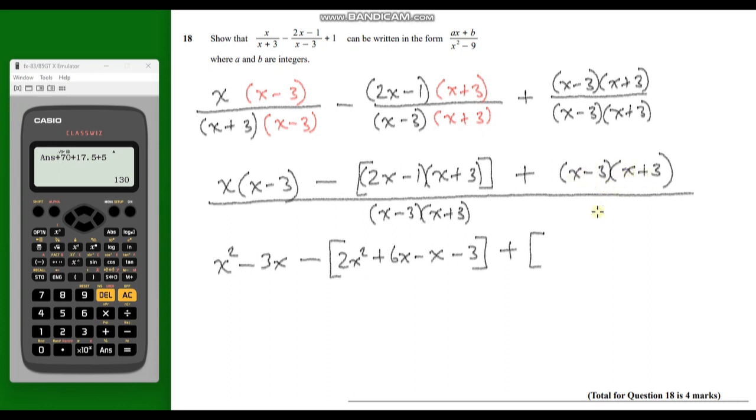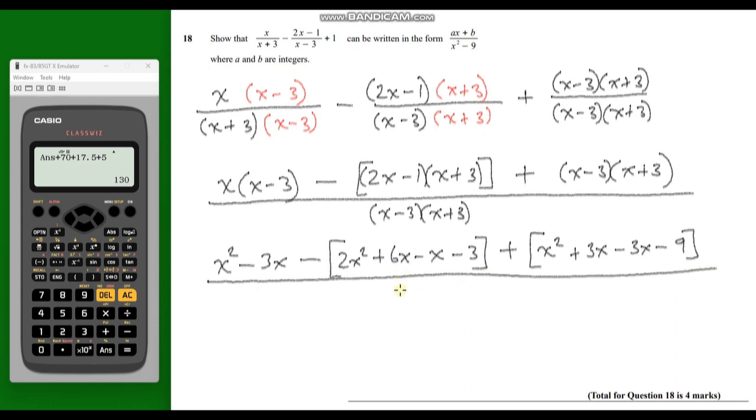So if I expand these brackets, we've got x squared plus 3x minus 3x minus 9. And then all of that, again, that whole thing is over x minus 3 times x plus 3. I'm running out of room. Hopefully I'll be okay. So let's do the numerator.